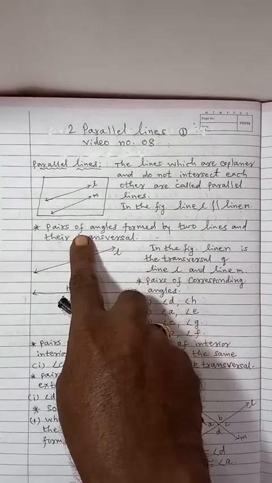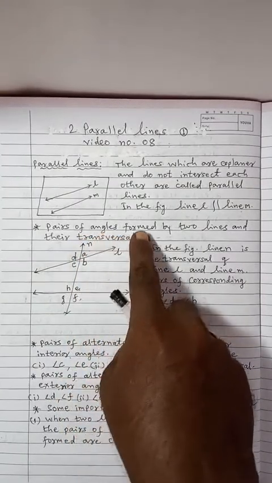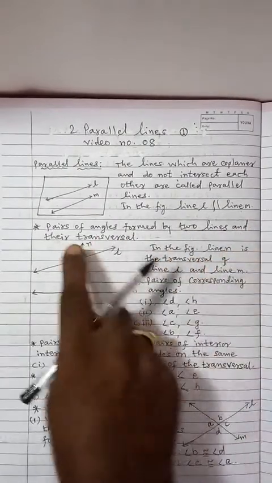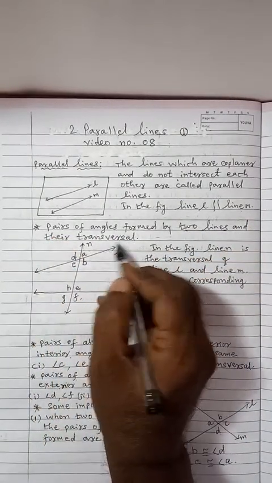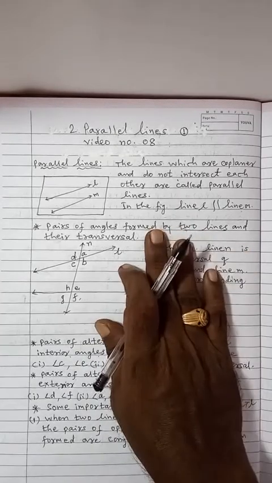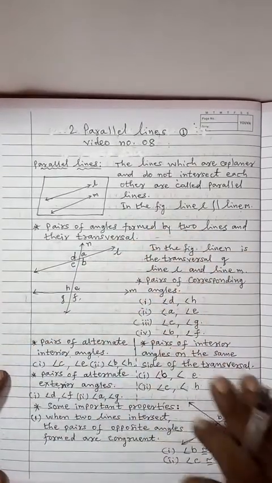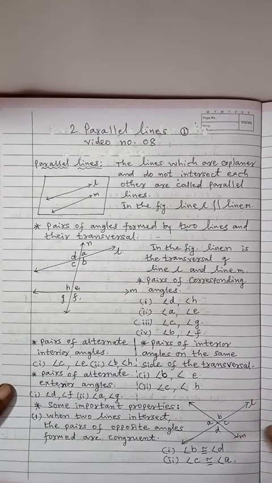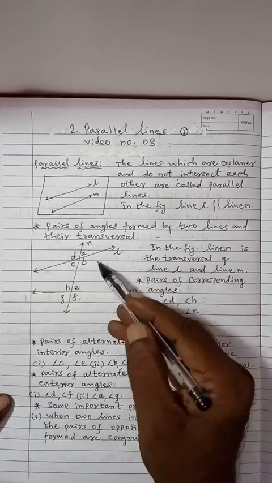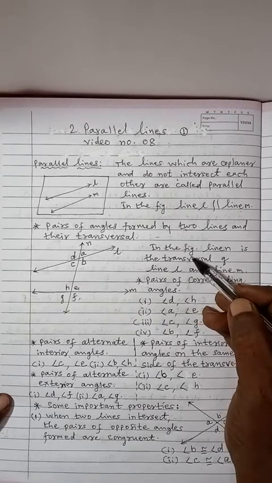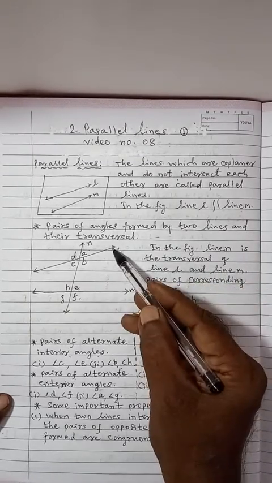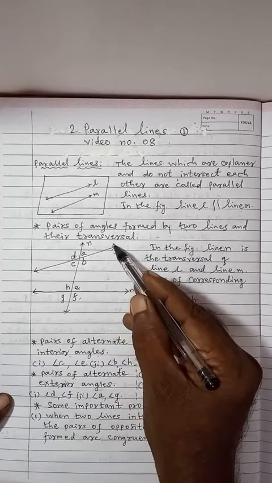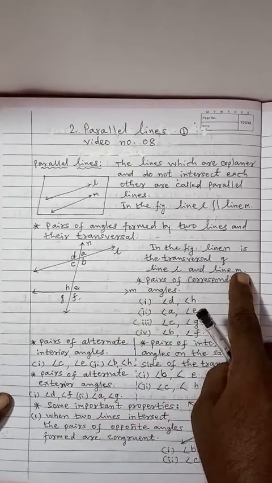Now, pairs of angles formed by two lines and their transversal. You have learned this in 8th standard. Here it is the revision. We are going to revise what these angles are. So here in the figure, line N is the transversal of line L and line M.